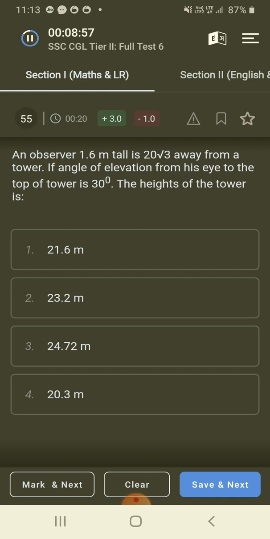The tower is some meters tall, and it is some distance away. If the angle of elevation from there to the top is 30 degrees, then tan theta equals p by b, the perpendicular over the base. Height of tower is 21.6.